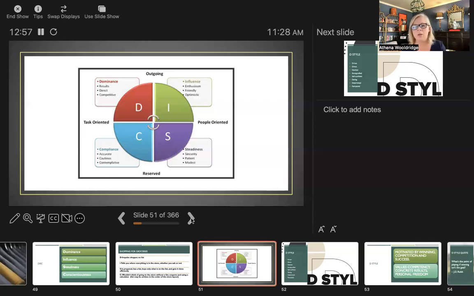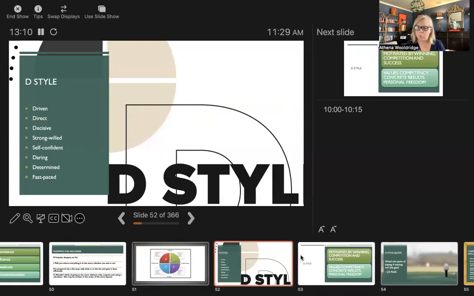It is situational because there are days, parts of the days, where one of these will filter to the top more than the other. Like I said, if you're a parent, there are times of the day where you are more D, even if you're naturally an SC type of personality. Okay, D. Let's describe them.